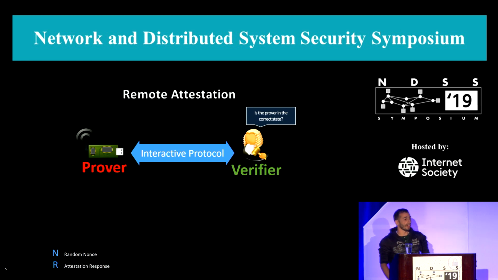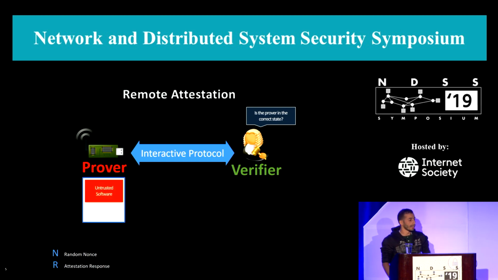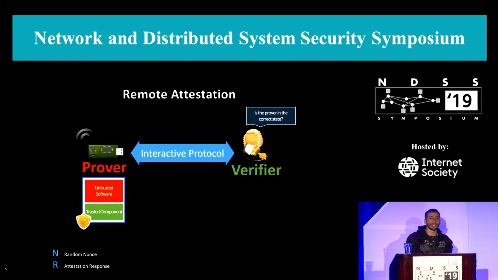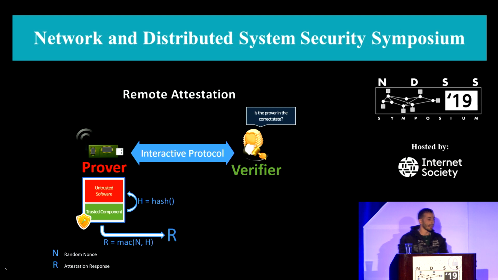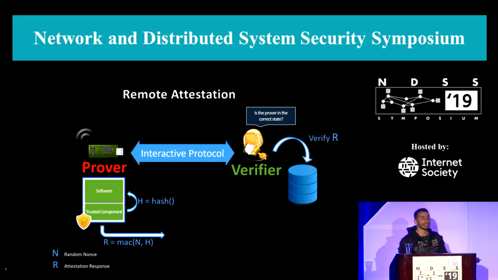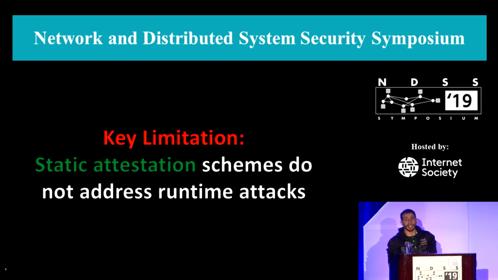On the prover device, on the other hand, a trusted component, usually realized in hardware, measures the software, usually computes the hash of the software, and sends an authenticated response to the verifier, which checks the response in a database and determines whether the prover is in a trustworthy state. However, static attestation schemes are incapable of detecting runtime attacks, and this is another way to compromise an autonomous system.